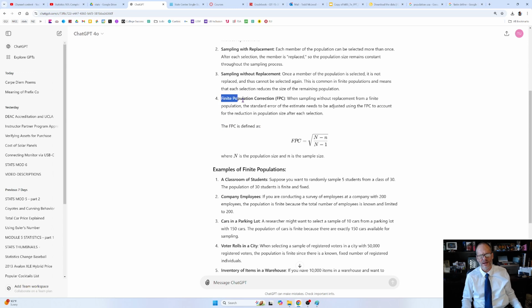So this is just a heads up, maybe stuff we'll learn more about, or maybe more advanced stuff that we don't get into in our book. But we'll come back to this in just a second. In particular, we'll look up standard error. The FPC is defined as the square root of (big N minus little n) over (big N minus 1).